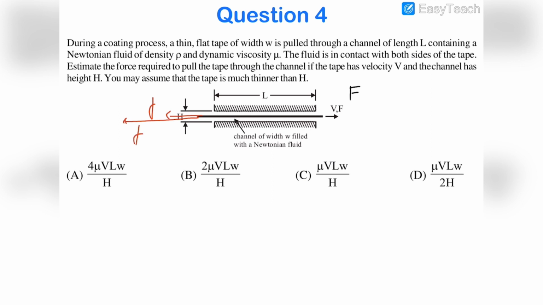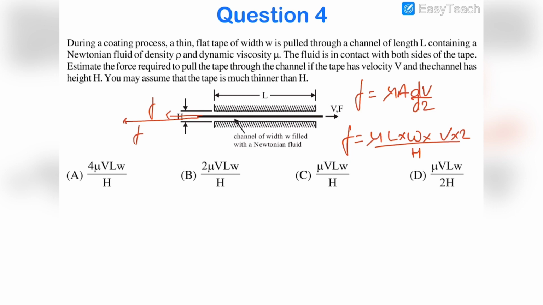So the value of any one viscous force F will be equal to mu A into dV by dz, and F will be mu, area is L into W, and dV is V, and dz is h by 2. Okay, and there are two forces, so the total force which we require, minimum force which we require to pull this tape is 2F, so it would be 4 mu L W V by h. So the correct answer would be option A. Now we move on to the next question.